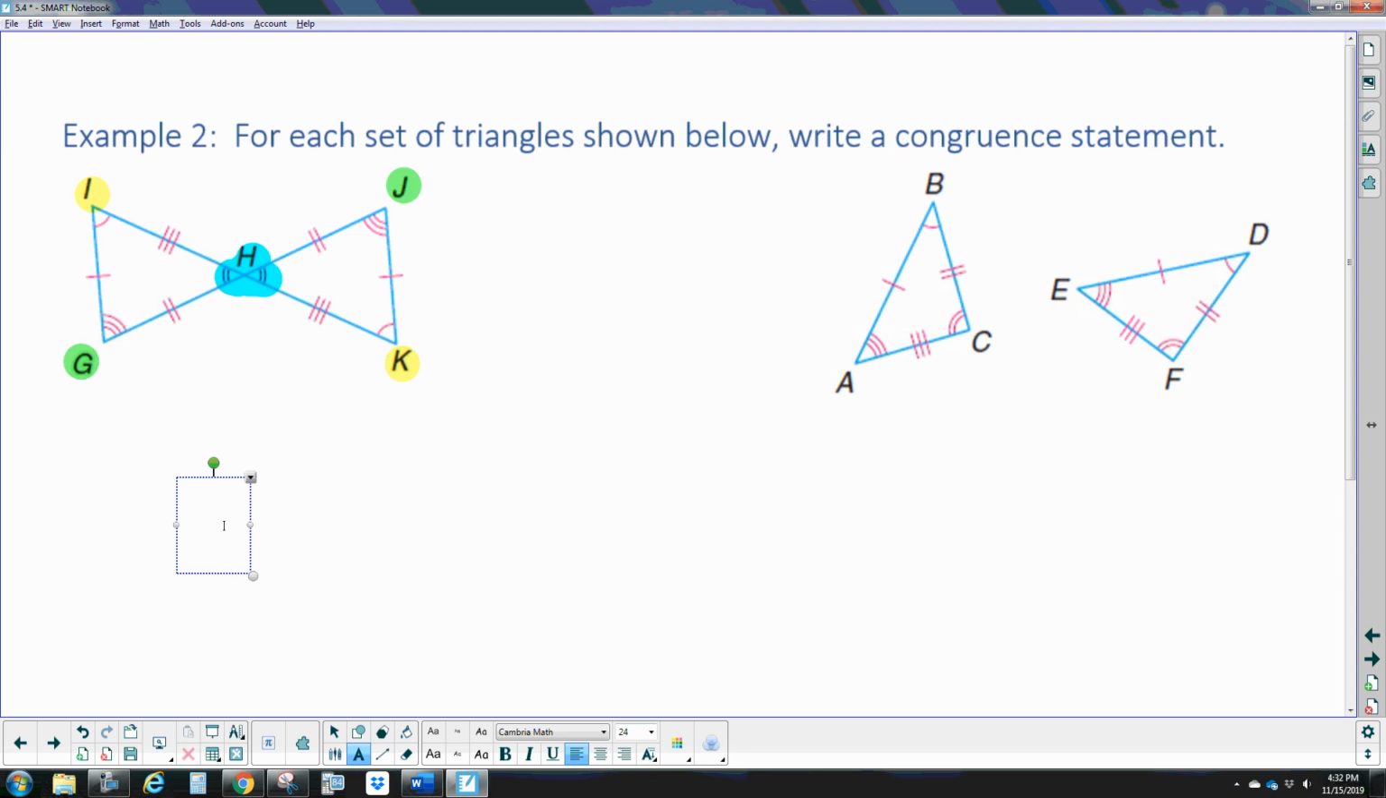Okay, so I can say triangle, I'm just going to go yellow, blue, green. So triangle IHG is congruent to triangle KHJ. Okay, now I have to actually put my symbols in here.